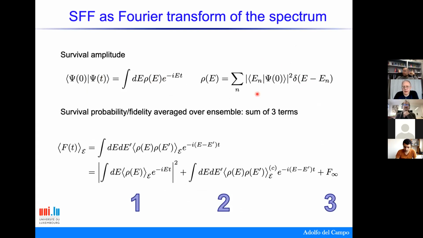Now, this is just the survival amplitude. If you want the fidelity, the absolute square value of the survival amplitude, then you have a double integral. You just take the square of this, and you have a double integral. And if you are taking an average over a given ensemble, then you need to average the product of the density of states at two different energies.